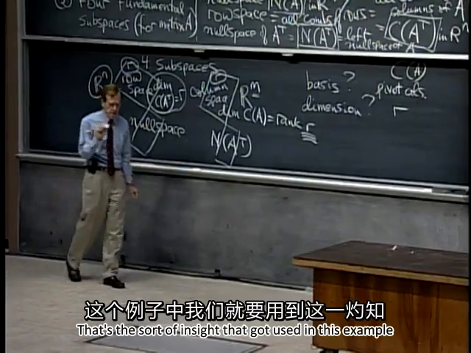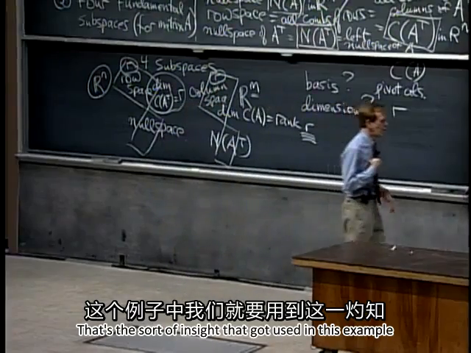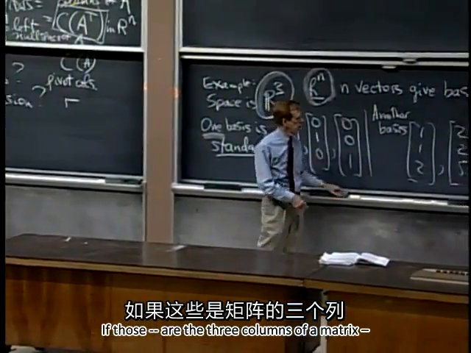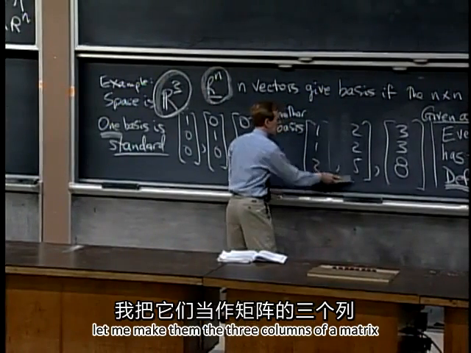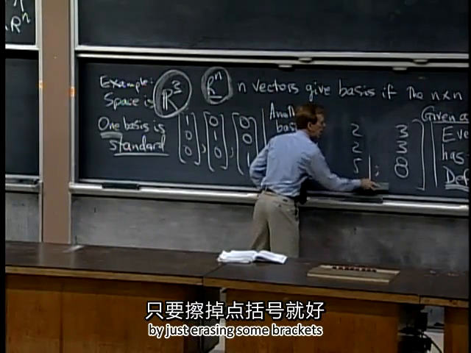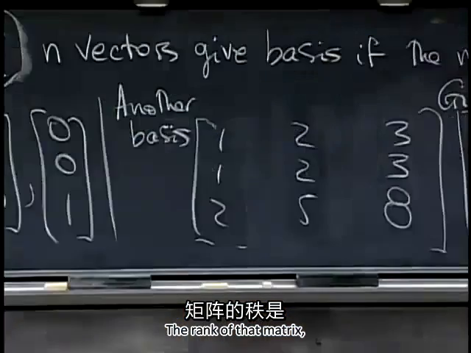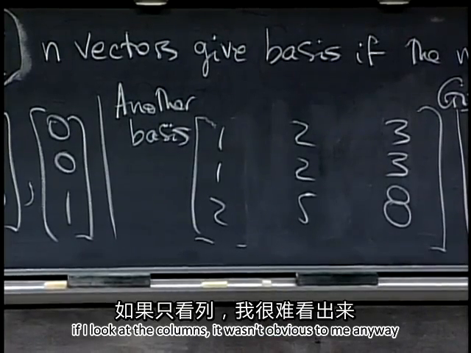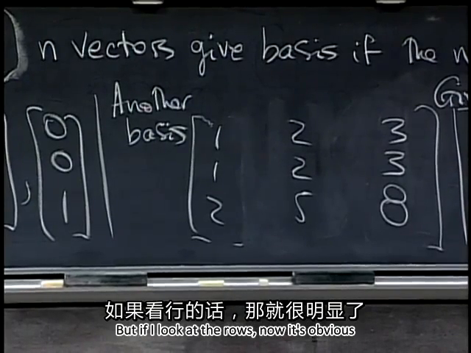That's the sort of insight that got used in this example. If those are the three columns of a matrix, let me make them the three columns of a matrix by just erasing some brackets. Okay, those are the three columns of a matrix. The rank of that matrix, if I look at the columns, it wasn't obvious to me anyway. But if I look at the rows, now it's obvious.